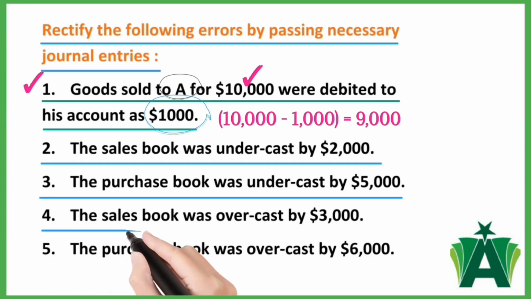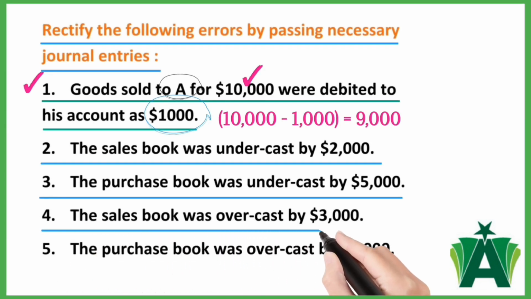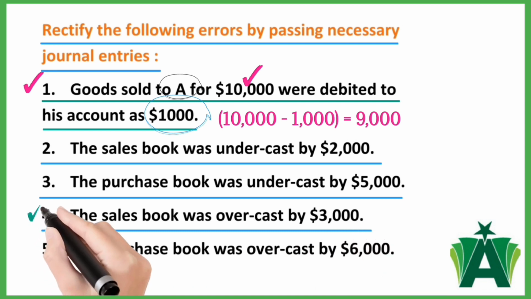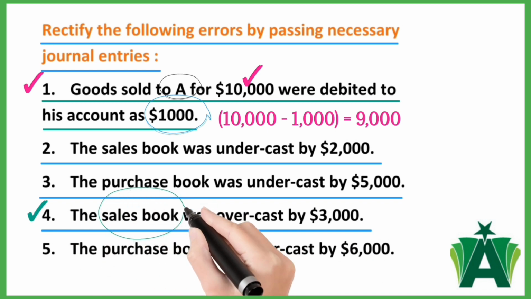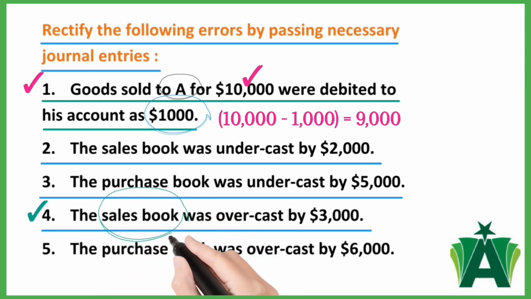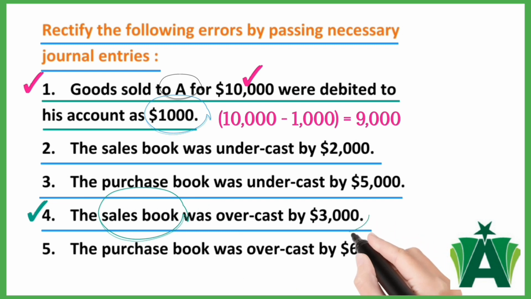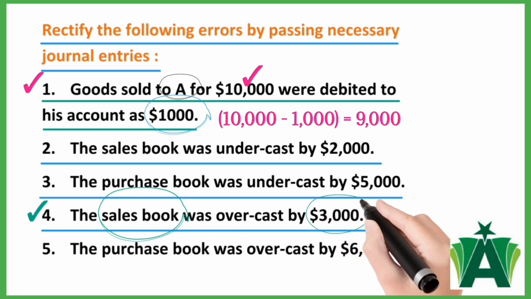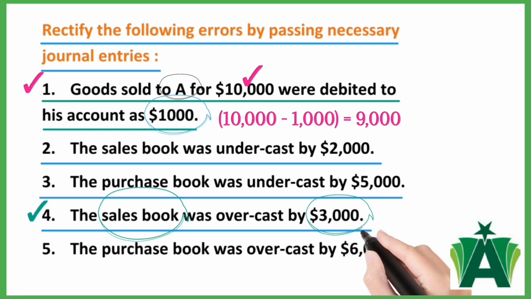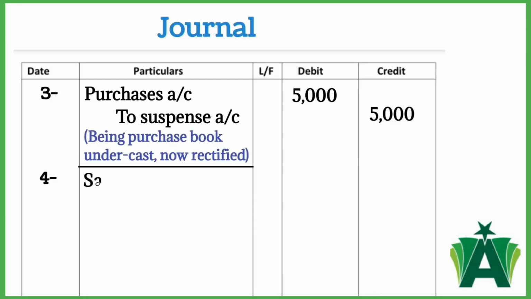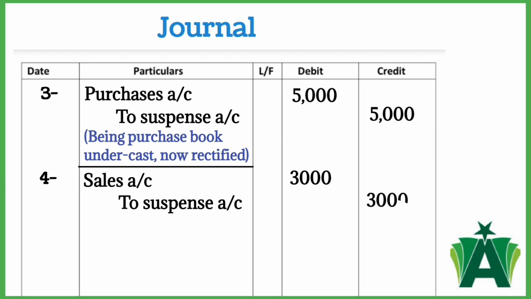The sales book was overcast by $3,000. In this transaction, the sales book was overcast by $3,000. The sales account has been credited more by $3,000. This error can be rectified if the sales account is debited with the amount of $3,000. The rectifying entry will be sales account debit with the amount of $3,000 to suspense account credit with the same amount. Being sales book overcast, now rectified.